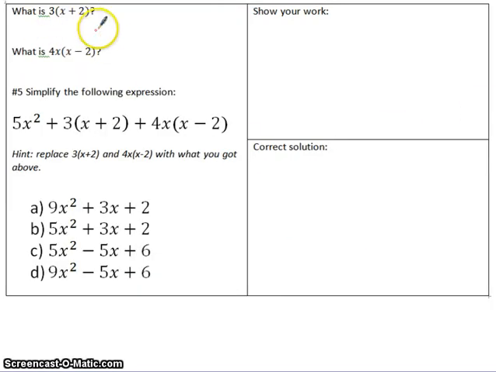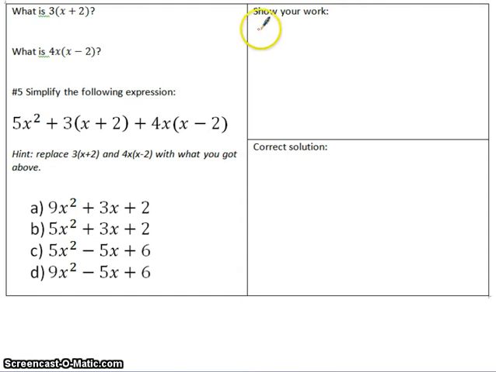3 times x plus 2 is 3 times x plus, and then 3 times x and 3 times 2 is 6. And then 4x times x minus 2, I'm going to use a box for this one. It's a monomial here, 4x times x and negative 2. I'm going to put this under show your work.